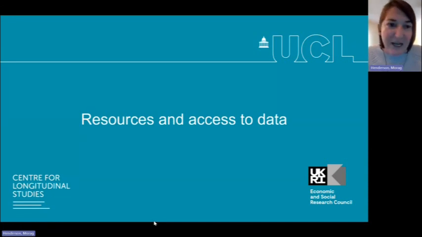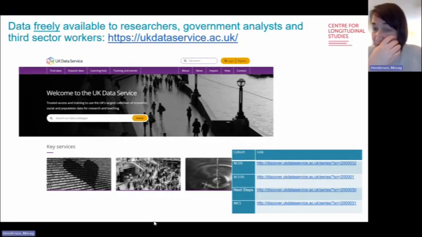Just briefly, because of the interest of time, just how to access the data and some resources. So the first thing is to access and download the data. You can get it freely available to researchers from the UK Data Service. So you can just search for the Millennium Cohort Study, Next Steps, British Cohort Study or National Child Development Study, and download it direct to your computer.